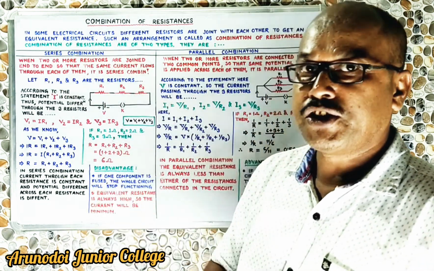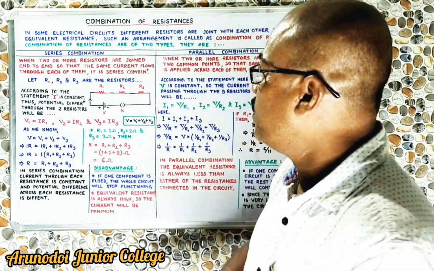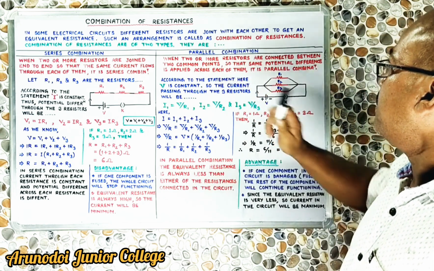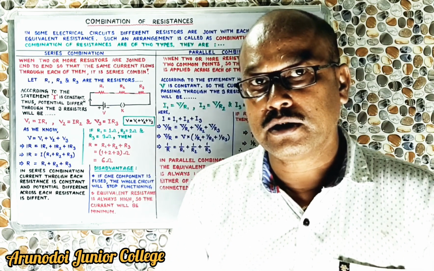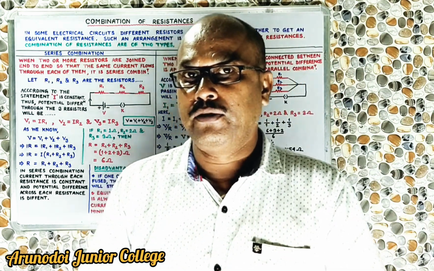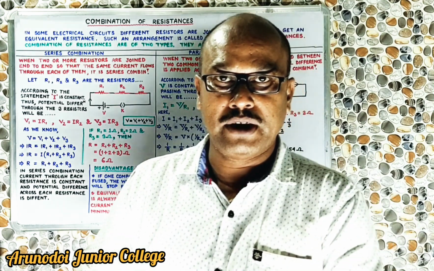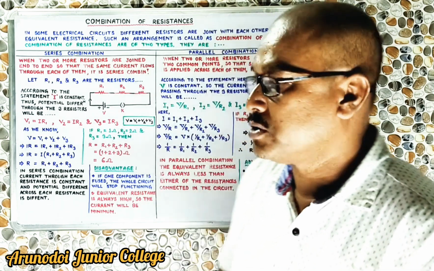Now, what is combination of resistances? In some special electric circuits, what is done? Different resistors are joined with each other to get an equivalent resistance or a desired resistance. Such a combination of more resistors, maybe 2, 3, 4, 5 resistors together, is called a combination of resistors.